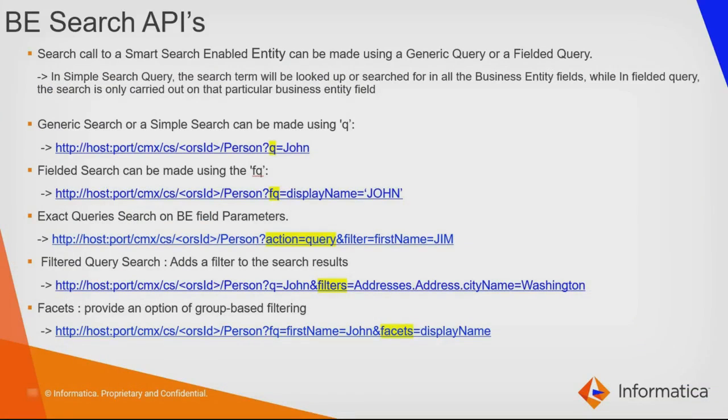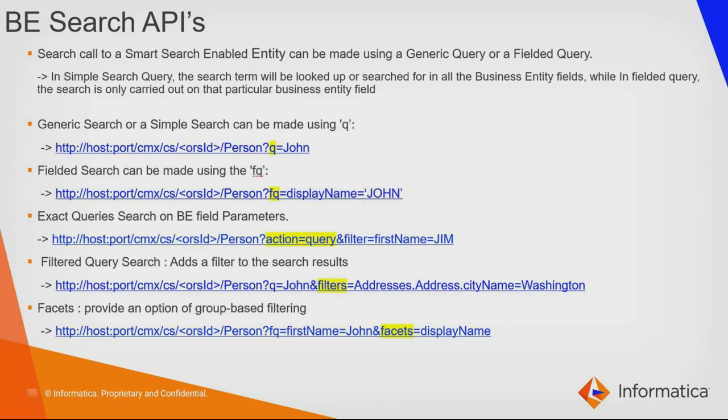Next, we have the business entity search APIs. There are a couple of APIs which we can fire to retrieve a record. The major classification happens on the basis of q, fq, and action equals query. When I say q, that is a generic query which is going to do the search on all the searchable columns under the respective business entity. But when I talk about fq, that's the fielded query. This is going to do the search on only one respective column that I'm passing into my request.